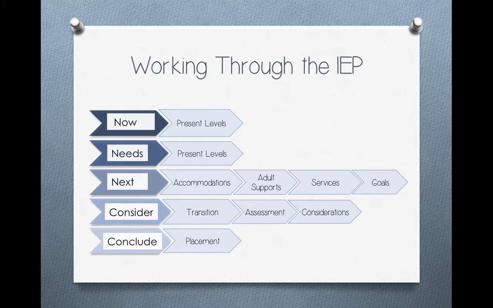Okay, let's get started with a little summary of my process. I call it Now Needs Next, not just because I love alliteration, which I do, but because it simply describes the process of writing the IEP. So you can kind of see at a glance the now, needs, and next components. The two pieces that are at the bottom, consider and conclude, we're really not going to address those today. They deal with some of the questions about transition and extended school year and assistive technology and placement. So we're just going to talk about the top three areas.